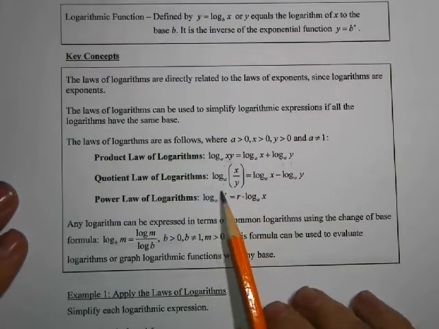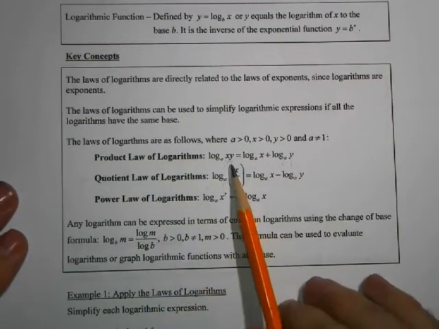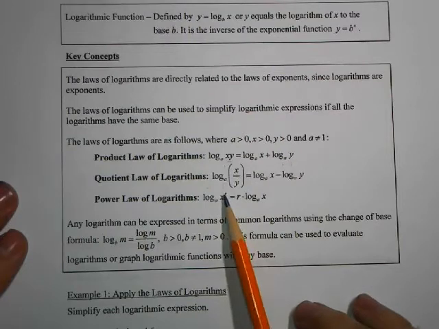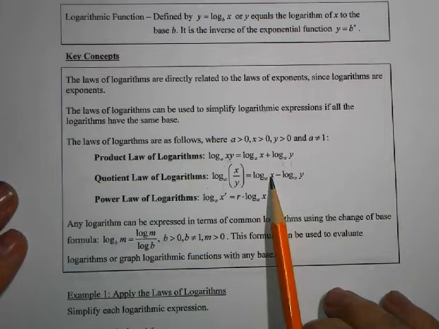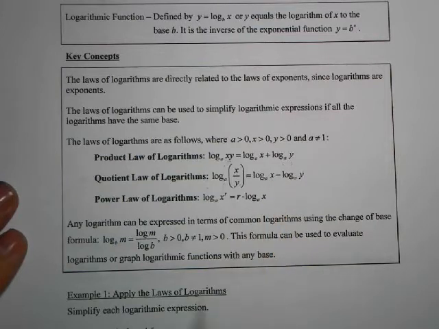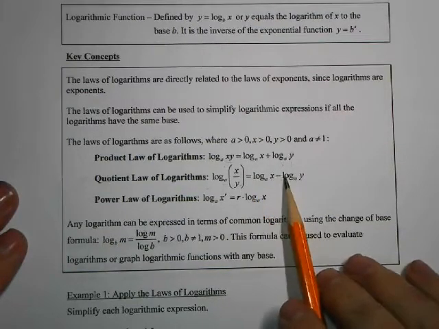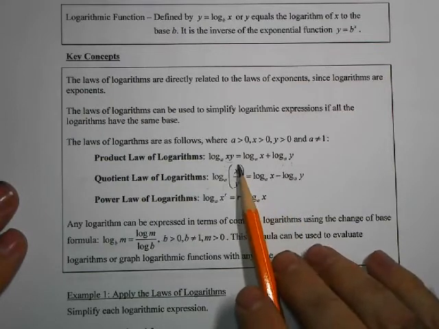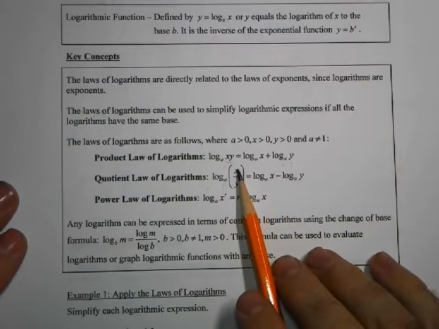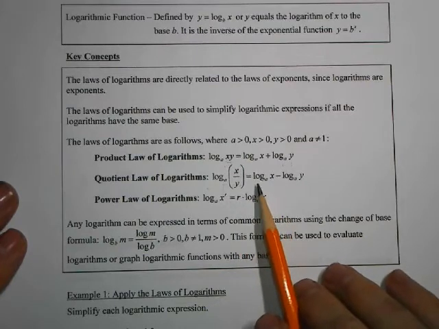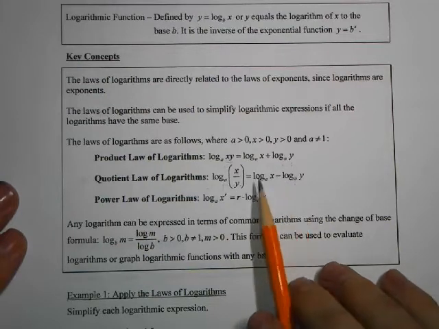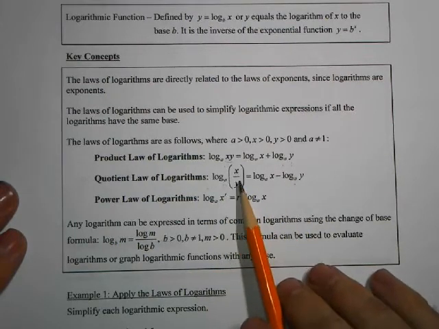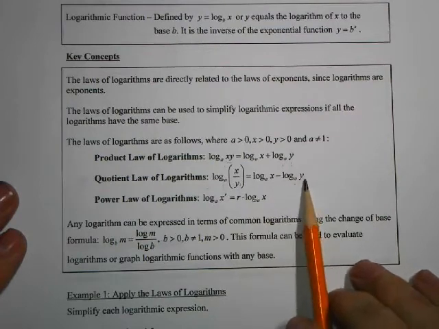We have the quotient law, which is division. If you have a number that you could divide into two numbers, if you can rewrite it like this, you could actually write it as the difference. We subtract the log of the numerator, we subtract the log of the denominator. Okay, so log of x divided by y is equal to log of x minus log of y.